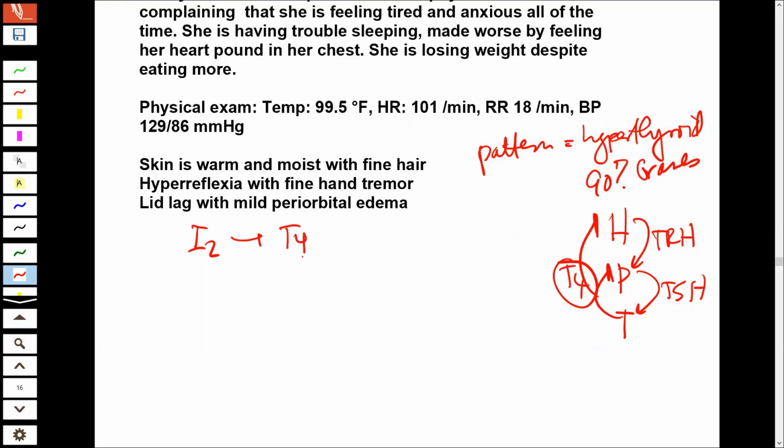So the question is, how does thyroid keep you warm? And that brings us to a discussion of how does the body manage temperature? Isn't that great? Okay, so how does the body do temperature?